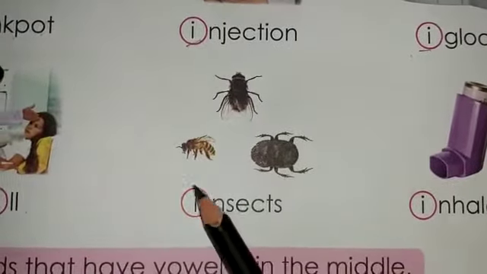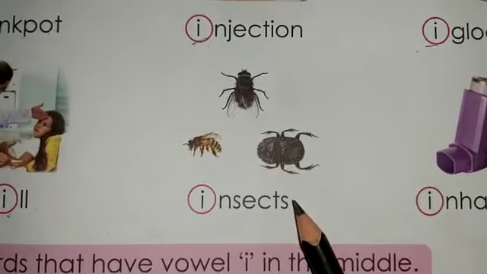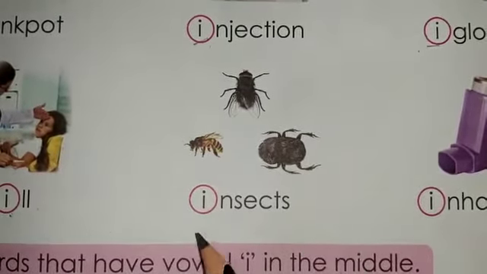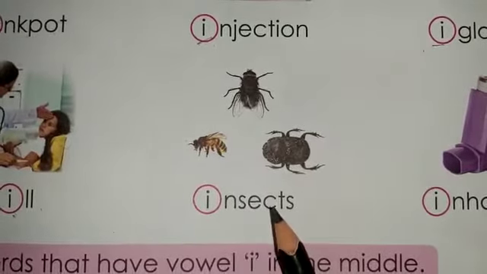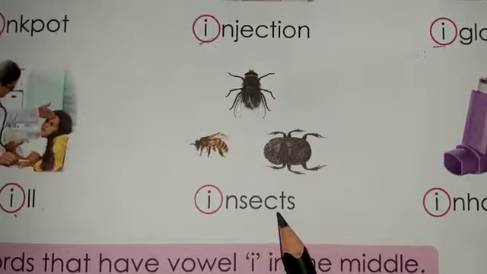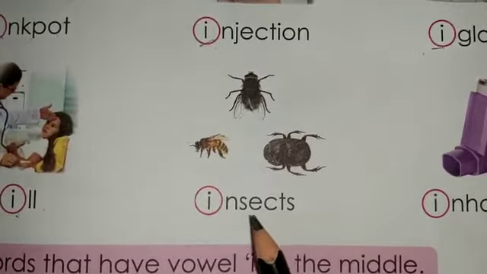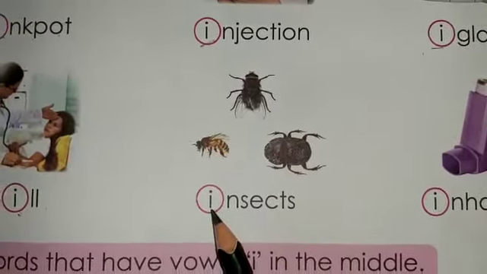What are these? Yes, this is very easy. You can see them around at times. Yes, these are insects. I-N-S-E-C-T-S. Insects. Where is the vowel in the word insects? Here. Vowel I in the beginning of the word.